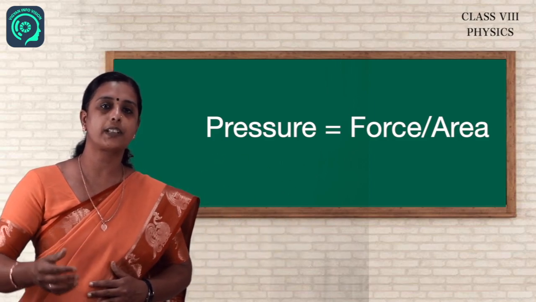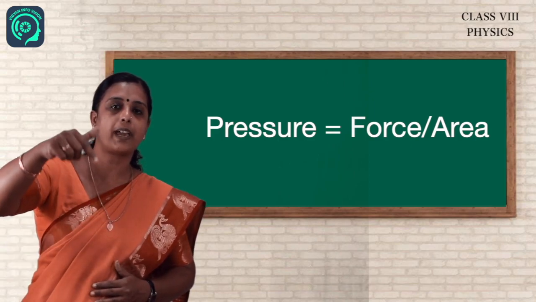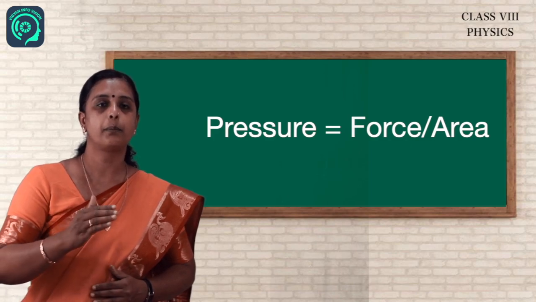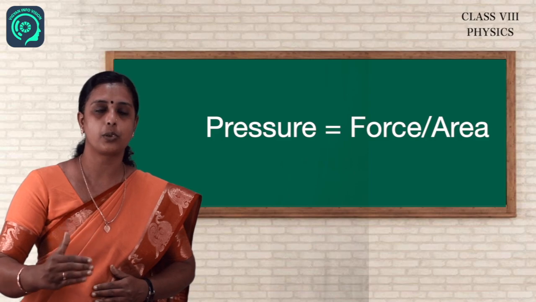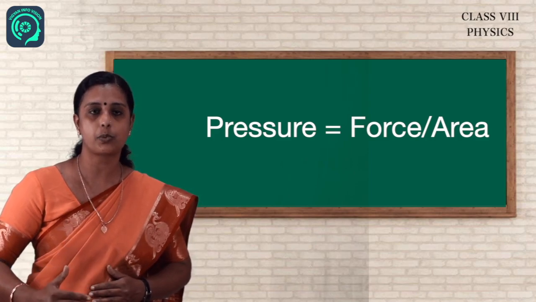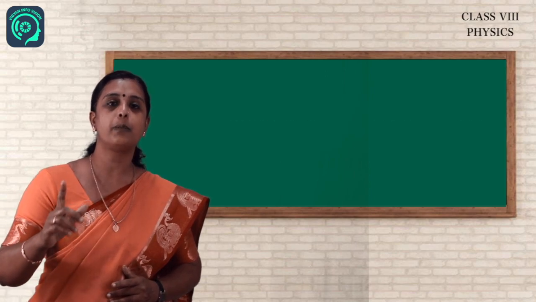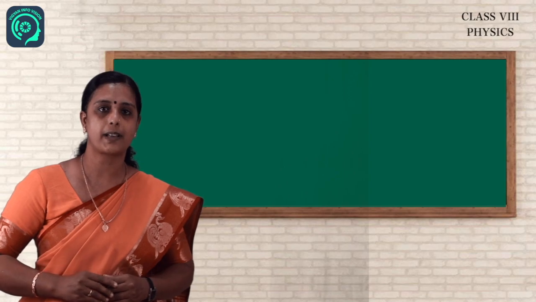In case of pressure, the force will always be acting in the perpendicular direction. The formula for pressure is P equals F by A. The unit of force is Newton and the unit of area is meter square. The unit of pressure is Pascal. 1 Newton per meter square is the unit of pressure and it is also called Pascal.